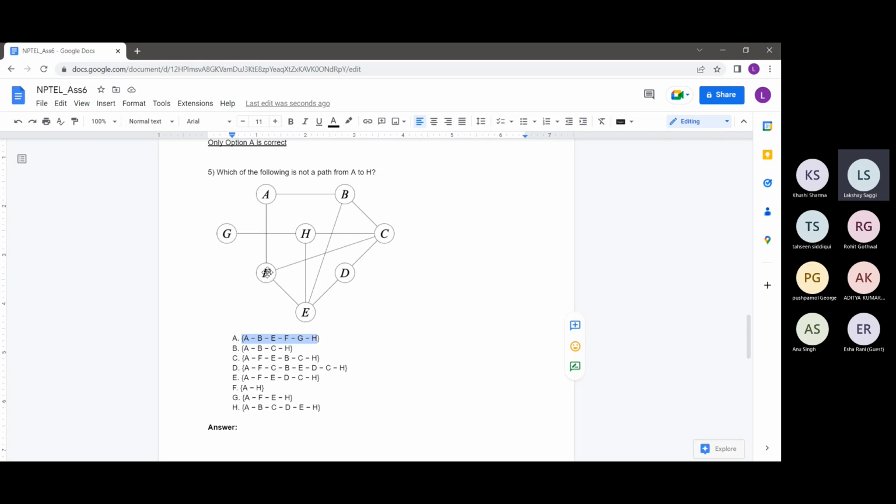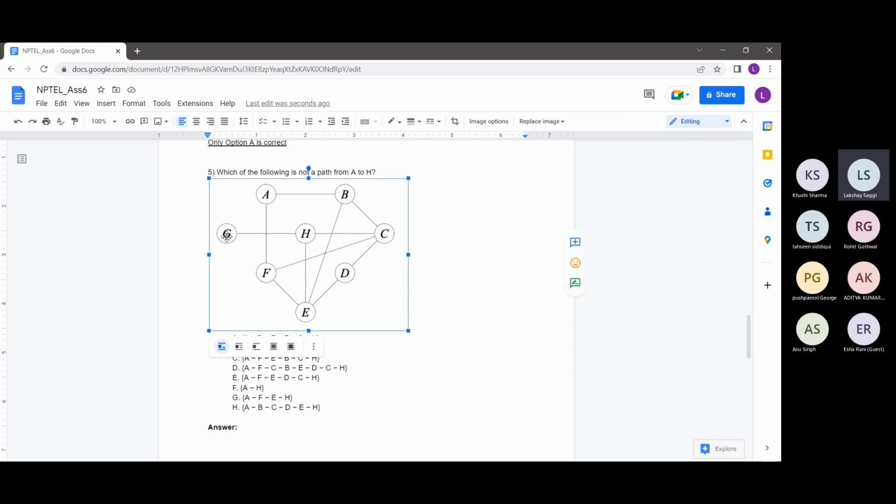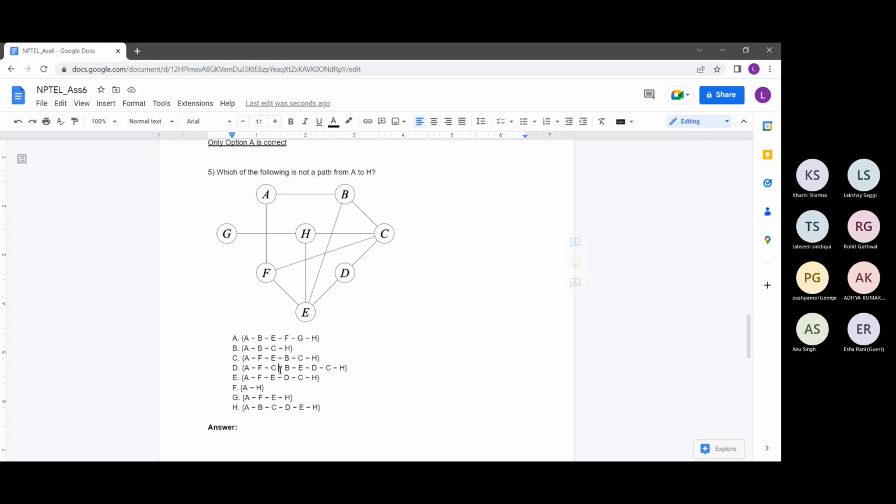Then F to G, but we can't. It says that we have to go from F to G, but there is no edge from F to G here. Even though there might be other ways, like going from F to E to H to G, in a path every consecutive pair of vertices should have an edge between them. Not just a path, but exactly an edge. Since there is no edge from F to G, this is not a valid path.